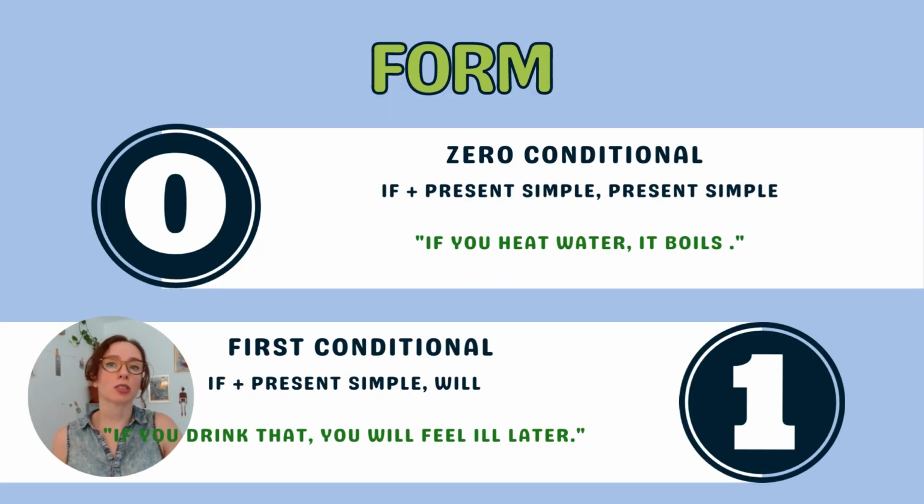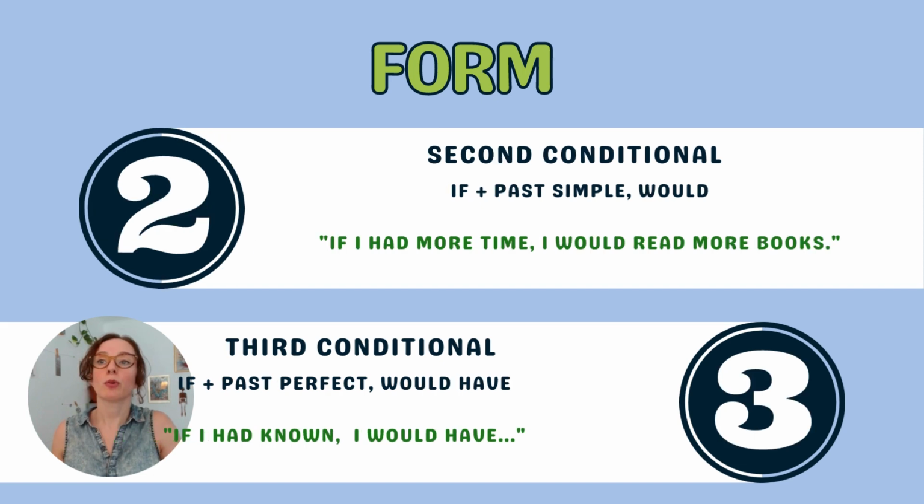The zero conditional uses the present simple, and it's for more facts. If you heat water, it boils. The first conditional: if you drink that, you will feel ill later. So this is more future. Then you have the second: if I had more time, I would read more books. We use the past simple, but we're talking about something in the present. And then lastly, the past.